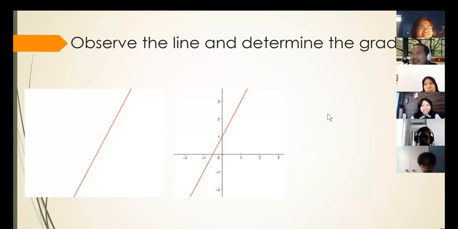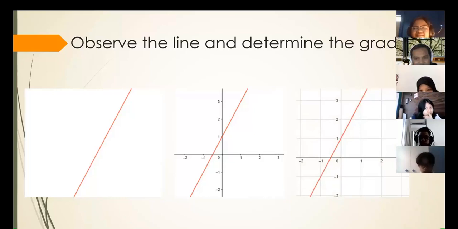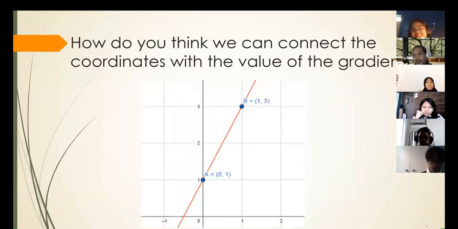Okay, but it's a little bit hard, right? What if I give you another help? I will use the formula rise over run, which is 4 over 2. But what if we don't have any grid? We just have the coordinates. If we go to the next one, it's the same line, right? But this time I gave you coordinates. So how do you think we can connect the coordinates with the value of the gradient?